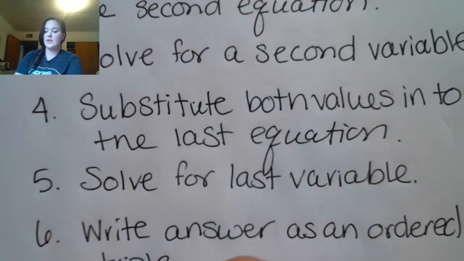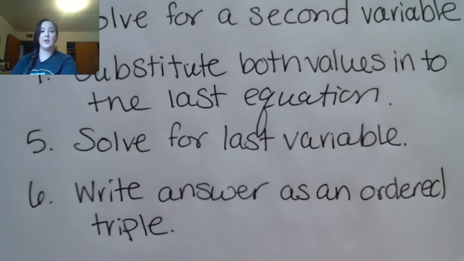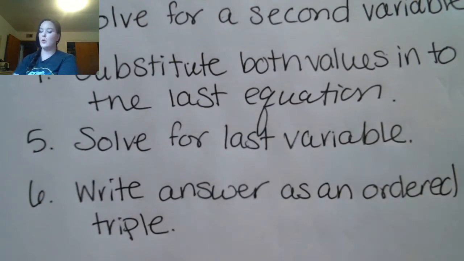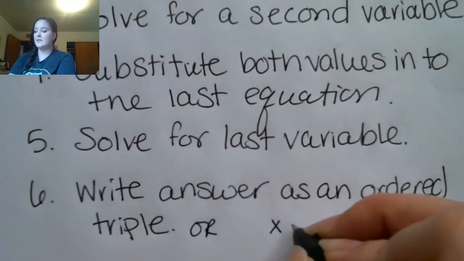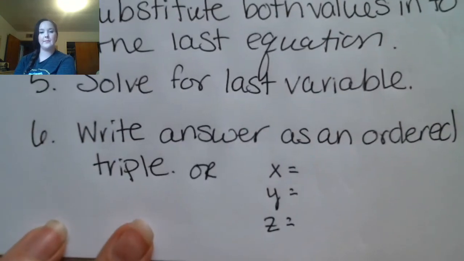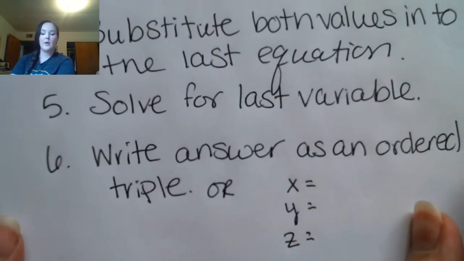So just like in the previous section, we were writing our answer as either an ordered pair or x equals y equals. Here we're going to write our answer as an ordered triple or as x equals y equals z equals, like that. All right. So let's go ahead and look at an example of this solving method.